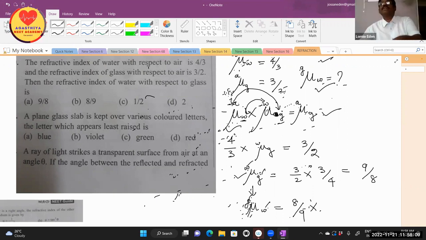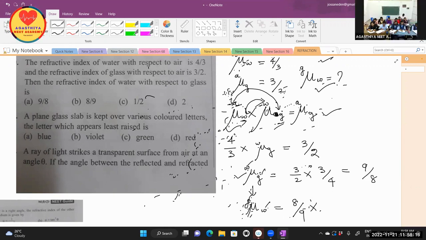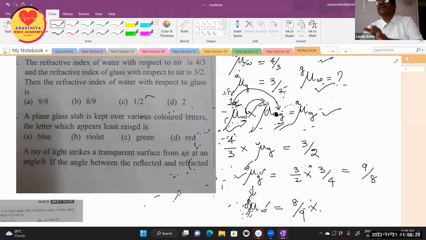You have to write it this way. That is, air to water, water to glass. Therefore, the product will be air to glass. From this formula, you can select, depending upon the questions.